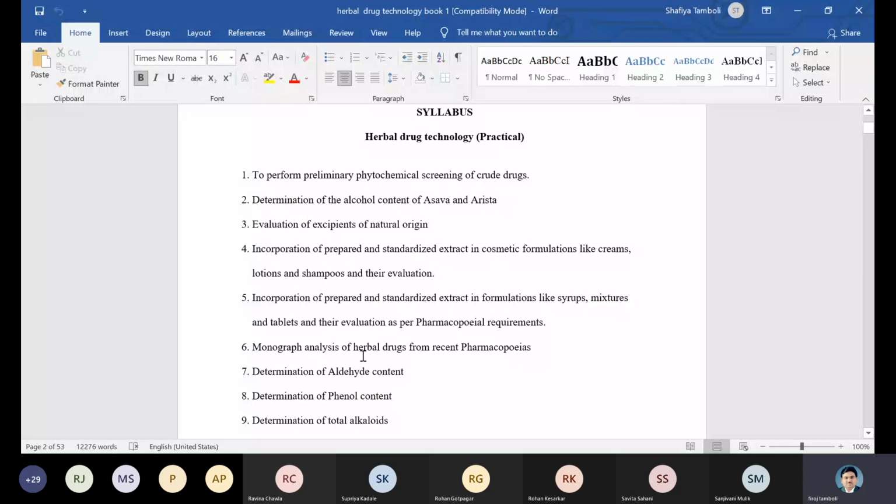Will come to that definitely. Next, number six experiment: monograph analysis of herbal drugs from a recent pharmacopoeia. Here it is simple. Recently, some herbal drug information is given in detail in the pharmacopoeias.